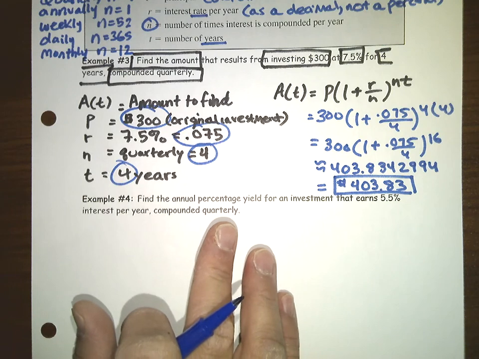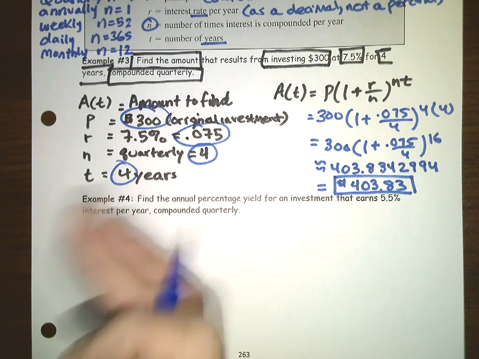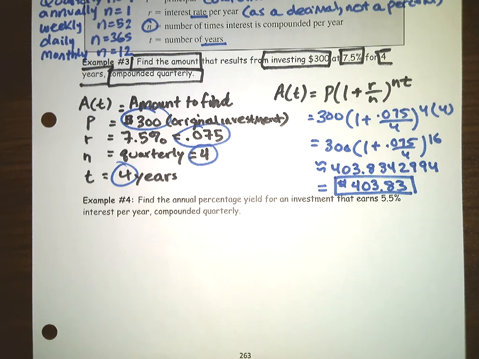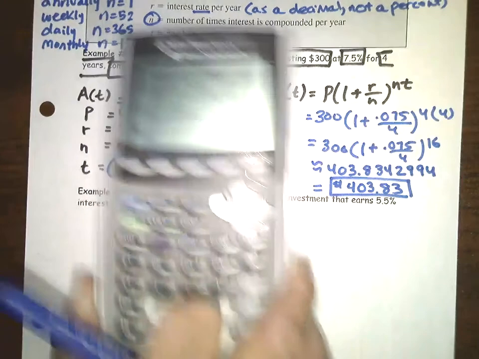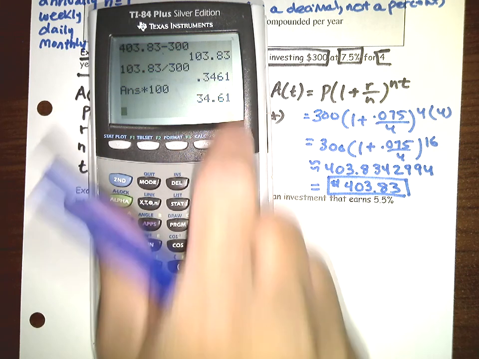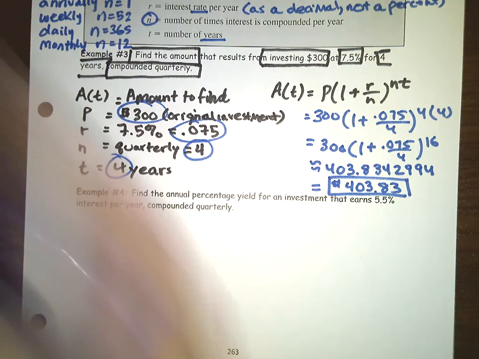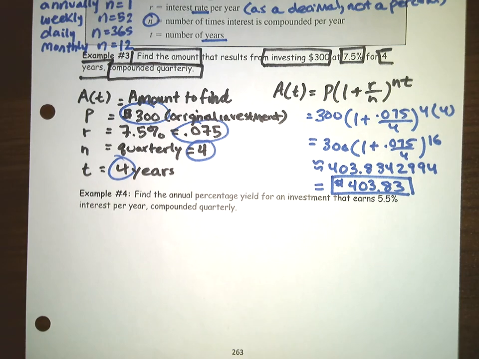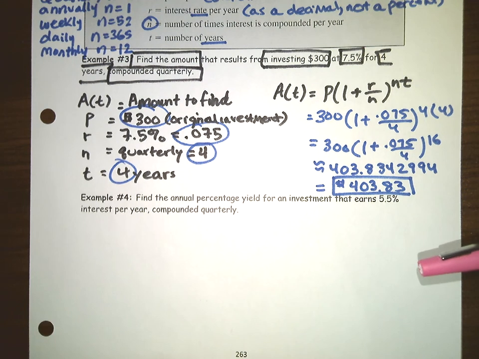So that's what compounding means: they're making interest on the interest. Even though it was only 7.5% interest, the person overall, after those 4 years of compounding quarterly, made 34.61% interest. All right, so that's actually pretty impressive. All right, let's try another one here. Find the annual percentage yield for an investment that earns 5.5% interest per year, compounded quarterly.